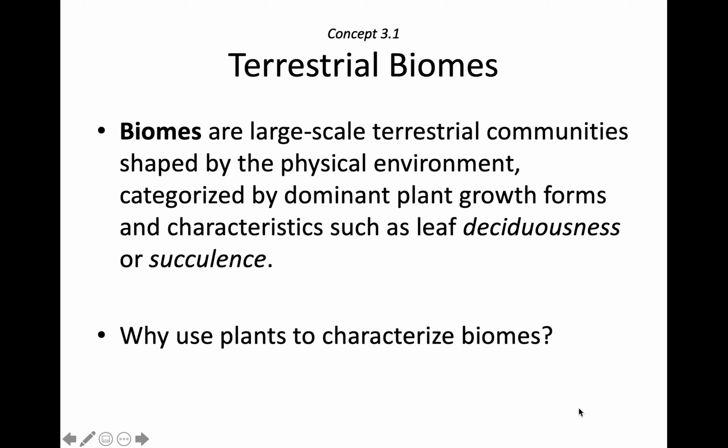Well, the short answer is that plants don't move. Plants can't move, and so they're much easier to study in terms of an assemblage. And what we have found with community ecology is that there are very predictable assemblages of plants all across the globe.